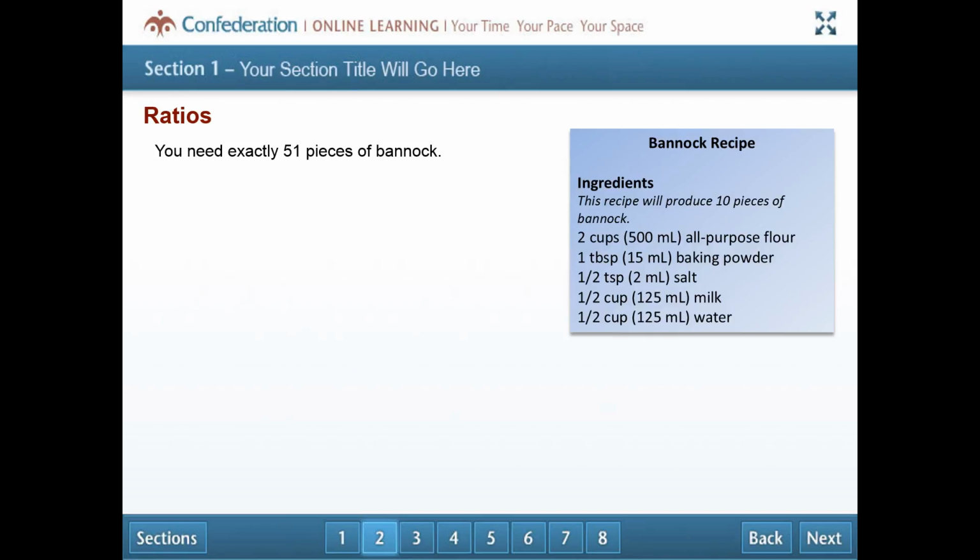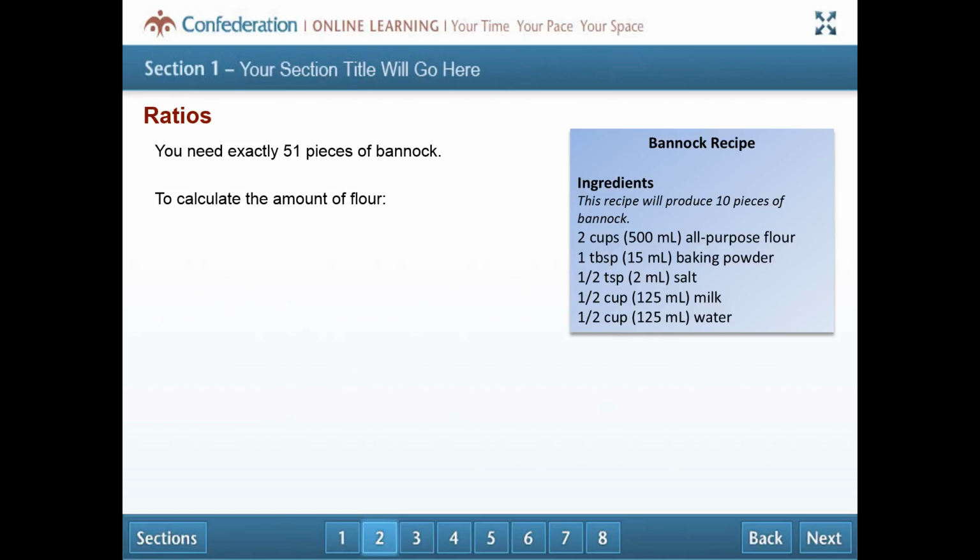All right. So what if you don't need just 10 pieces of Bannock? What if you need some weird number like 51 pieces of Bannock? What are you going to do? You can't just multiply by 2 or something like that. If you needed 20 pieces of Bannock, you could just multiply the whole recipe by 2, and that would be pretty simple. But this math isn't as easy. So what you could do is take those ratios and make conversion factors with them.